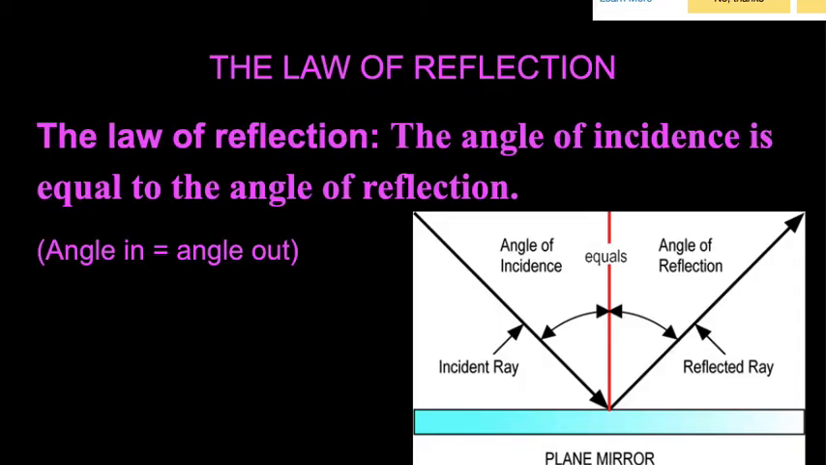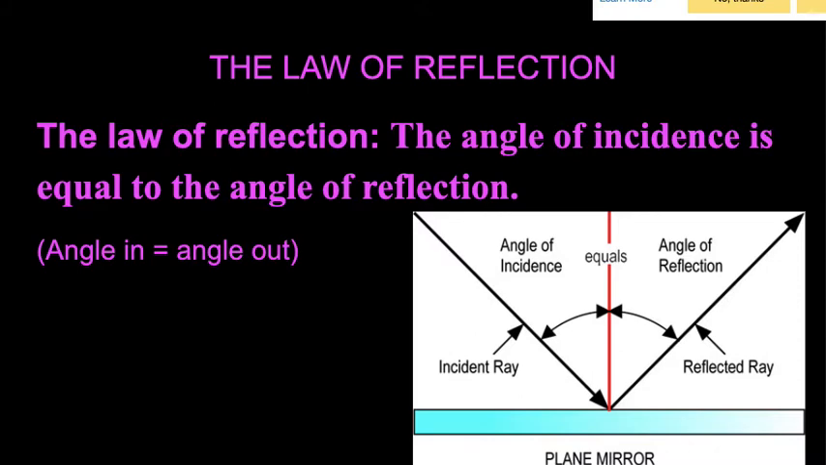The law of reflection says that the angle of incidence is equal to the angle of reflection, right? So basically, if we were going to simplify it to the simplest terms, it simply means that the angle in is going to equal the angle coming out of the reflective surface.